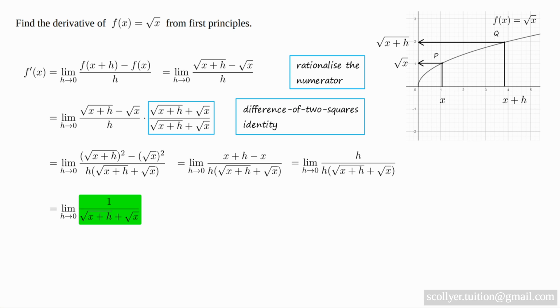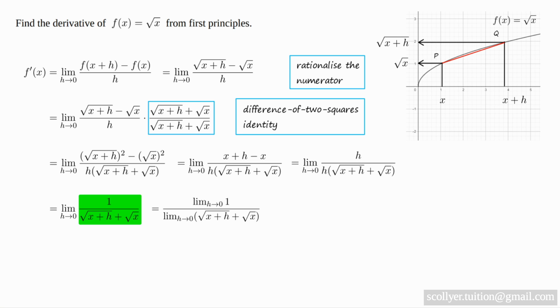The quantity shaded in green, 1 over (√(x+h) + √x), is the gradient of the chord joining P and Q on the graph, shown in red. Now we apply the fact from the algebra of limits that the limit of a fraction becomes the fraction of limits, and so we obtain this expression.